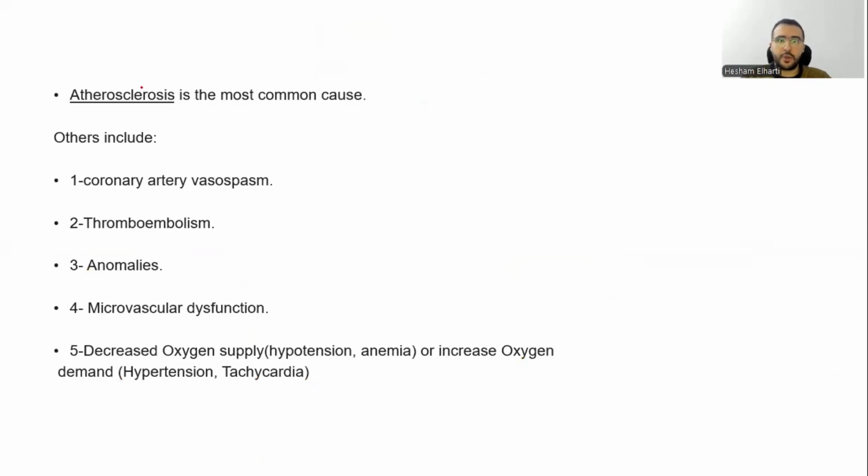The most common cause of angina is atherosclerosis of the coronary vessels, which leads to occlusion of the coronaries. As a result, there will be a mismatch between oxygen supply and demand. So if the oxygen supply is down or demand is up, the symptoms of angina develop.